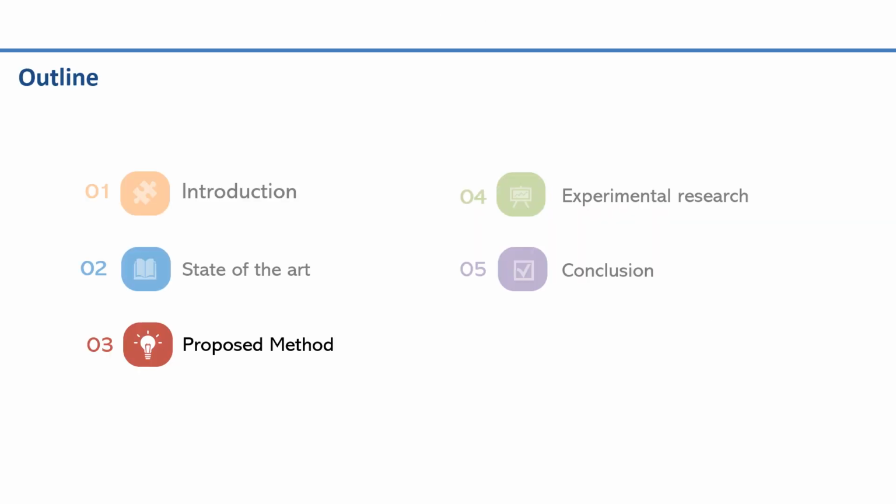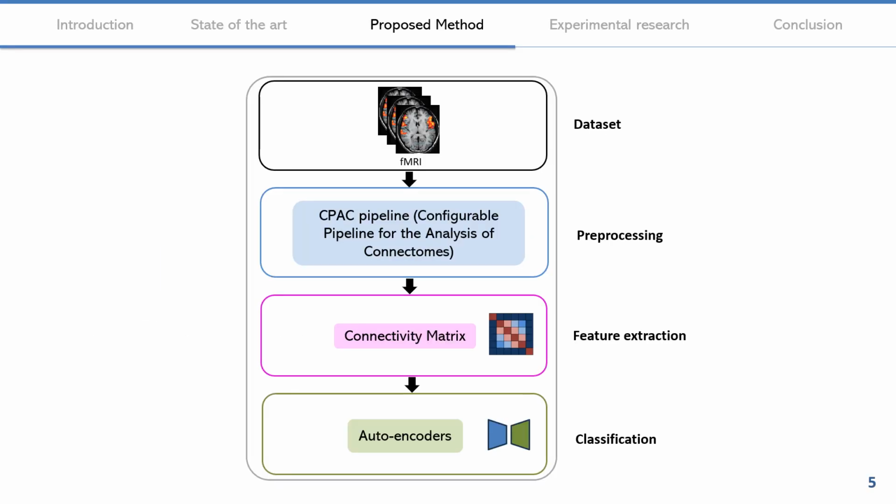Moving on to the methodology, we'll guide you through the tools, techniques, and approaches applied in our study. The important steps involved in this process for autism detection include database preparation. This dataset has been pre-processed using the CPAC pipeline. Then we extract functional connectivity metrics, and we use autoencoders and a multi-layer perceptron for classification.